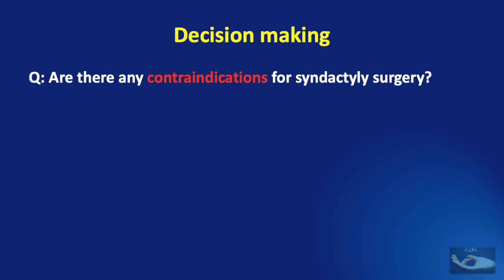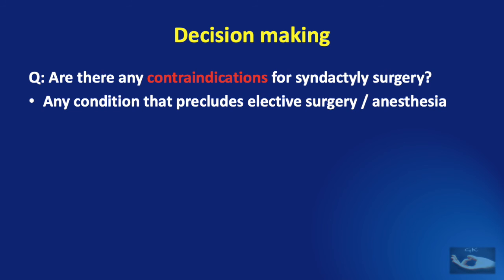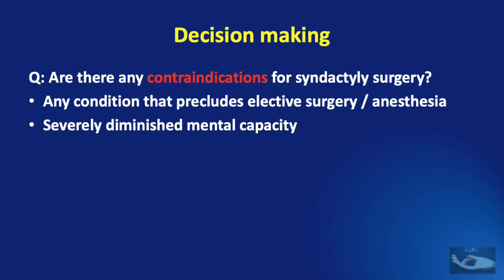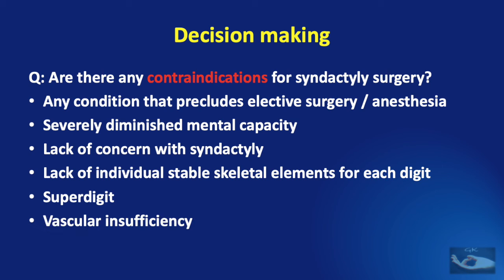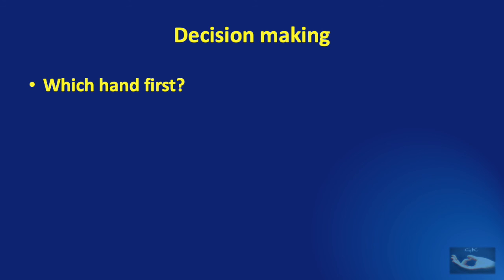We should also rule out any of the known contraindications to surgery for syndactyly, like for instance any condition that precludes elective surgery or anesthesia, severely diminished mental capacity, lack of concern with syndactyly, lack of individual stable skeletal elements for each digit, a superdigit, or even vascular insufficiency of any of the digits. Since none of these criteria are present in the case under consideration, we can plan for a surgical release. Having decided to operate, we need to take a decision now on which hand to operate first.